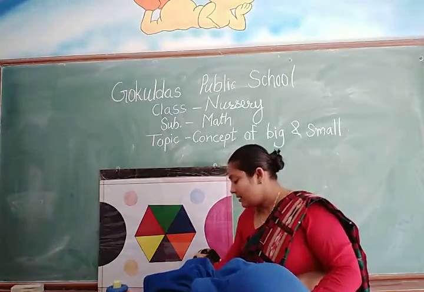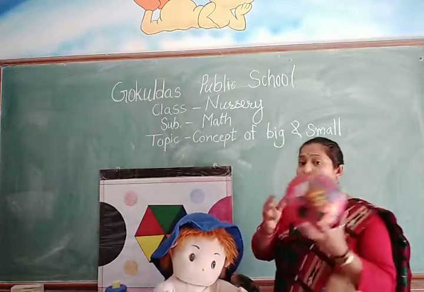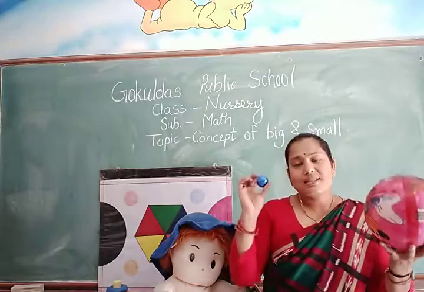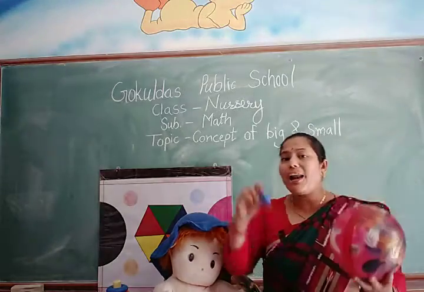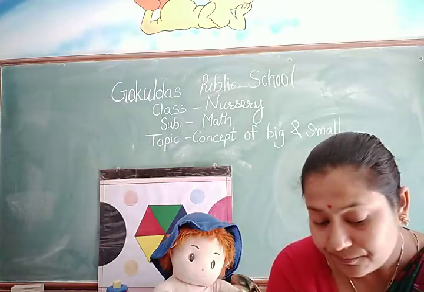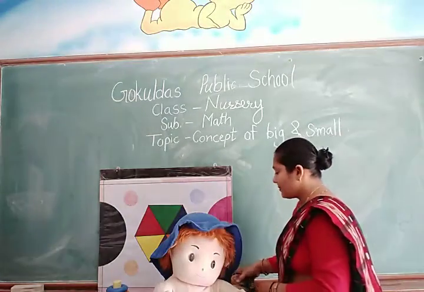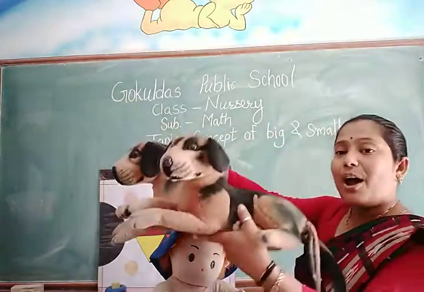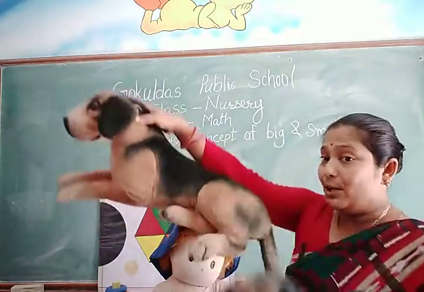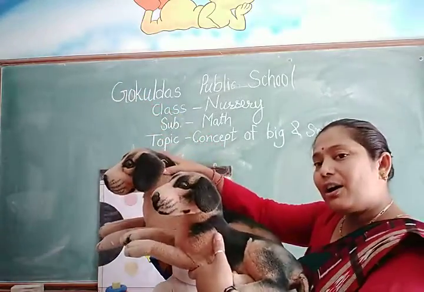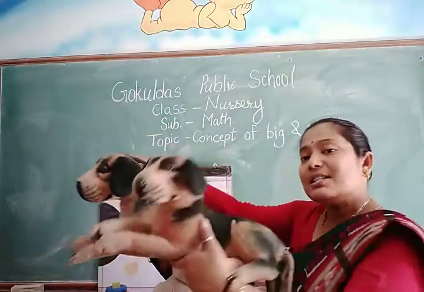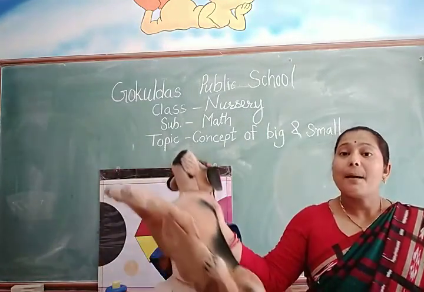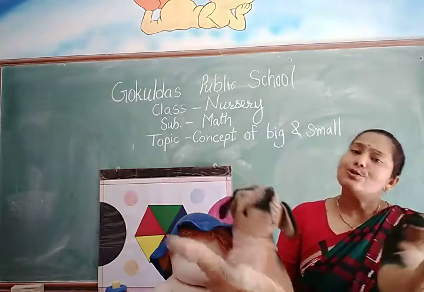See here. Big ball. Repeat after me. Big ball. Small ball. Big dog, small dog. Big means bada. And small means chota.